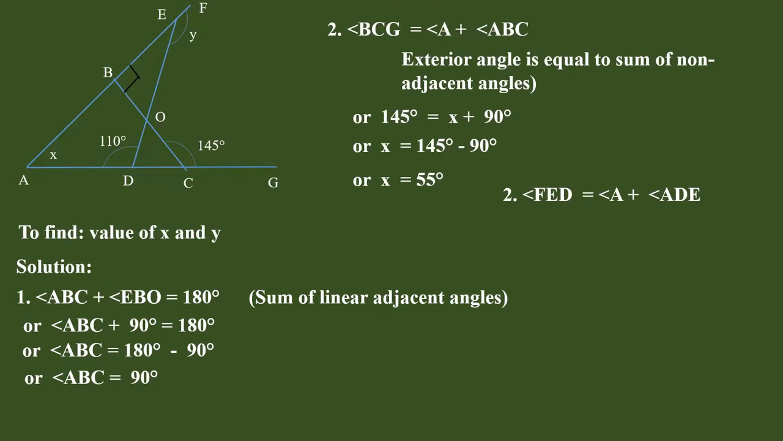So let's keep the value of the FED, that is Y, obviously. What is the angle A? That is X, and angle ADE is 110 degrees. Okay, and we have already found the value of the X as 55 degrees, so let's keep the value. Y is equal to 55 degrees plus 110 degrees, which gives you the value of the Y as 165 degrees. Okay, in such a way, by using the exterior angle concept, we can easily find the value of the X and Y. Okay, let's move to the next question.